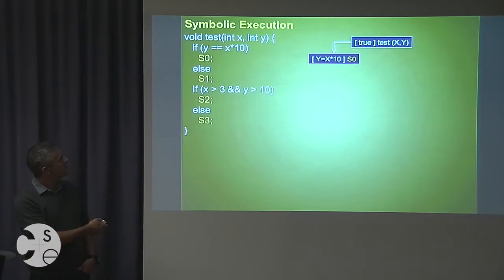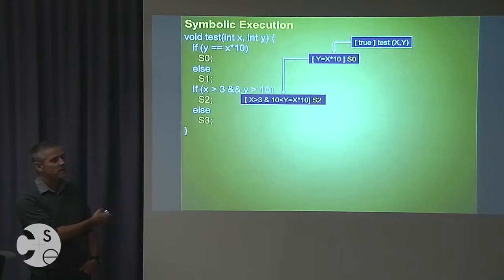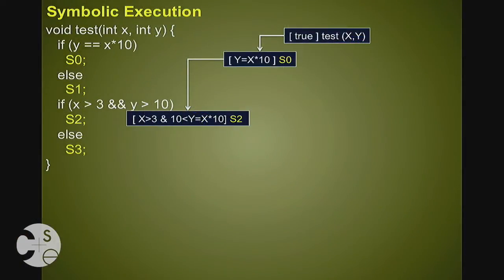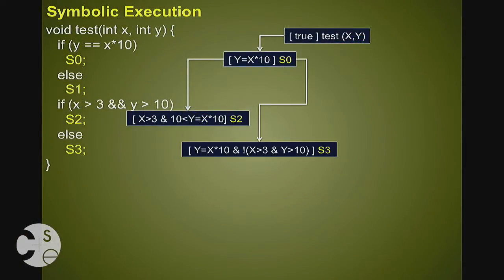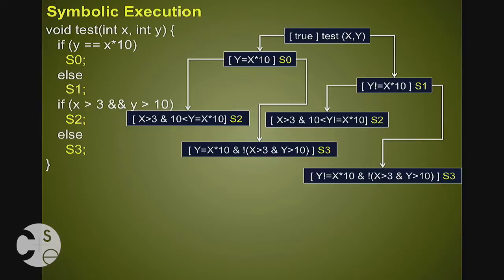Okay, so from S0, you can go to S2. And now you can join whatever you had here with whatever constraint you have here. And if the combination of that is still true, you can reach S2. Similarly, you could have gone down to S3, so from S0 to S3. And similarly, on the other side, you could have gone to S1 first and then to S2 and S3. And this little tree you end up with here is the symbolic execution tree that you can now do all kinds of funky things with.